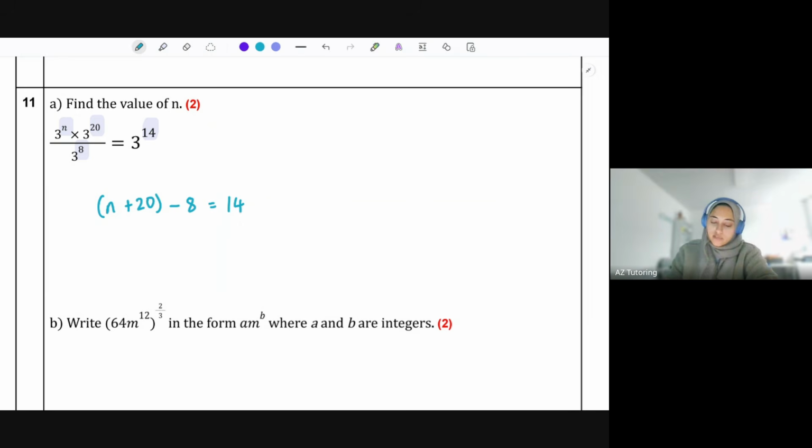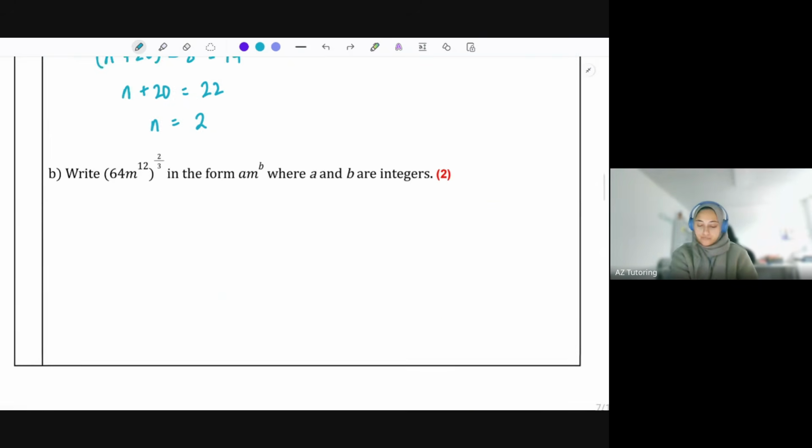Now let's solve this to find the value of n. So n plus 20 minus 8 equals 14. I can bring 8 to the other side actually. n plus 20 equals, plus 8 to the other side, I get 22. And then n equals, minus 22 to the other side, I get 2. And that's our answer. You can always check your answer as well if you've got time in the exam. Stick in 2, and do you actually get 3 to the power 14 on the other side?